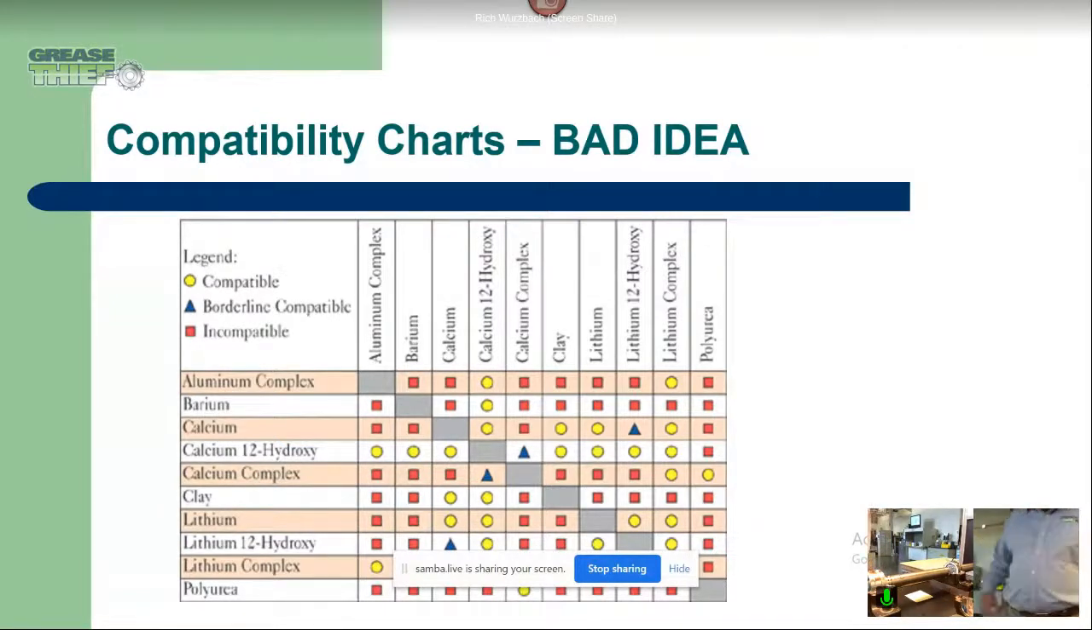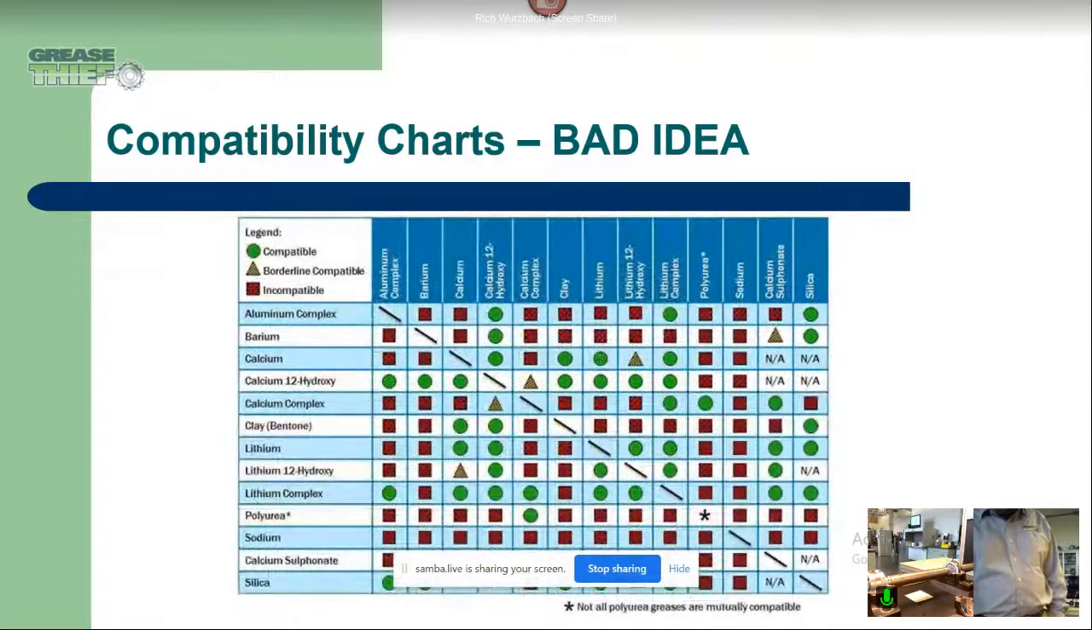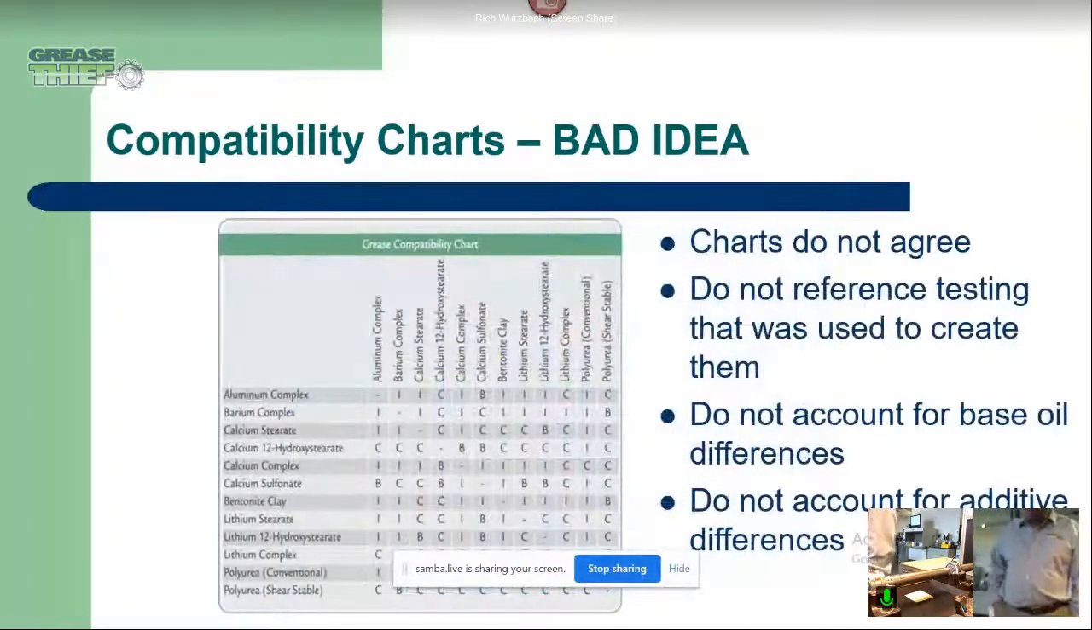And one thing I'll point out is that this particular chart, if I choose to select it, disagrees with this chart. And this chart disagrees with this chart. So you find out that these charts do not agree. I wrote an article for Machinery Lubrication Magazine where I researched 17 different grease compatibility charts like this. And I found that a few of them appeared to be the same chart in a different format because they match perfectly, but most of them had variations from chart to chart.